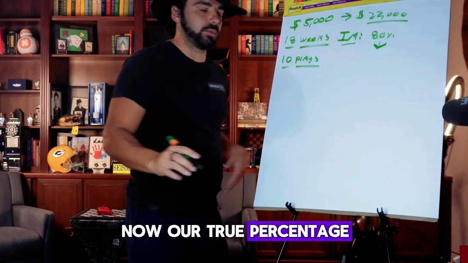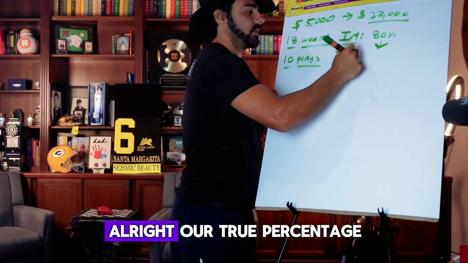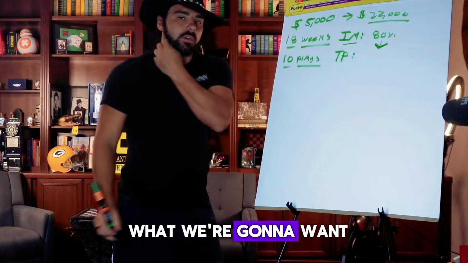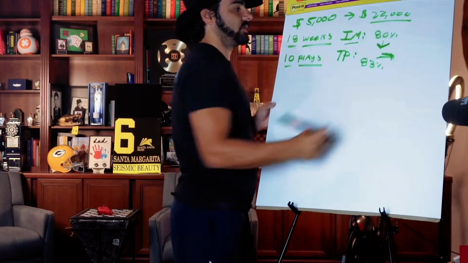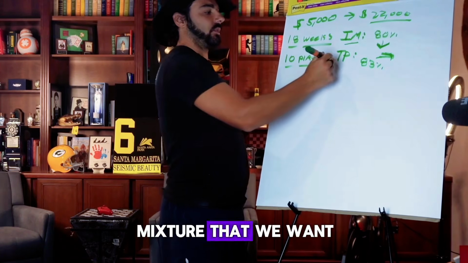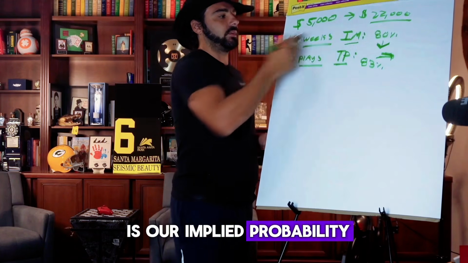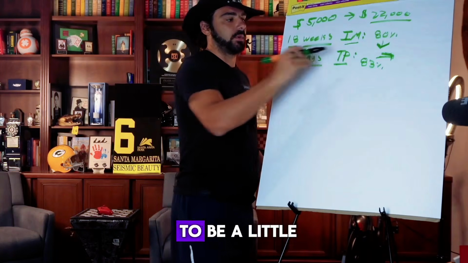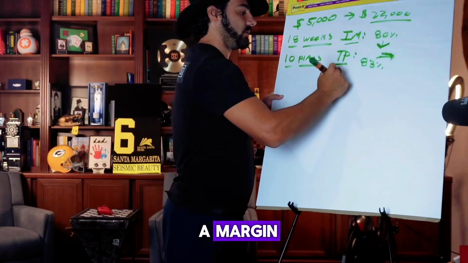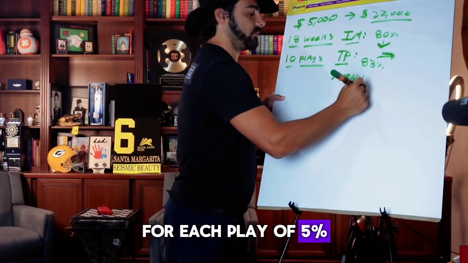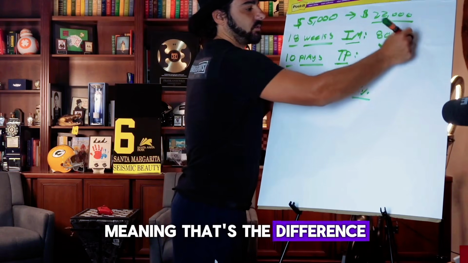Now our true percentage, TP, what we're going to want here is 83% and above. So you see the mixture that we want here? We want our implied probability to be a bit low, but our true probability to be a little bit higher. We want at least a margin for each play of 5%, meaning the difference between these two.